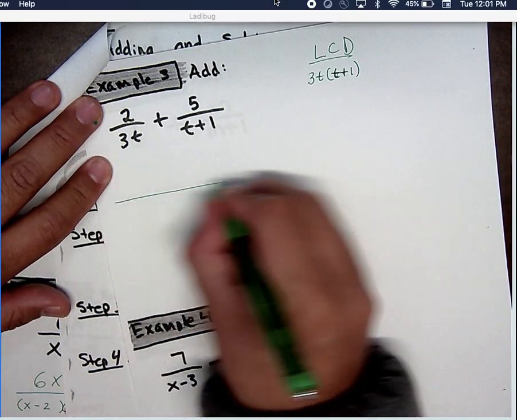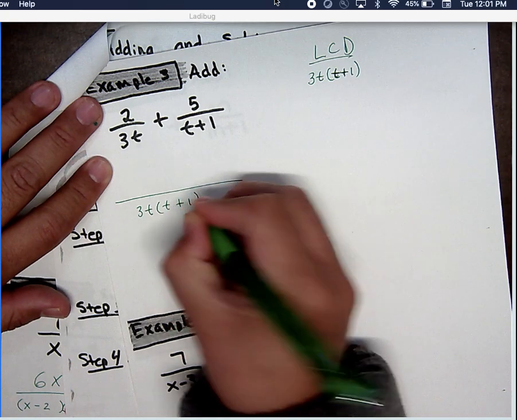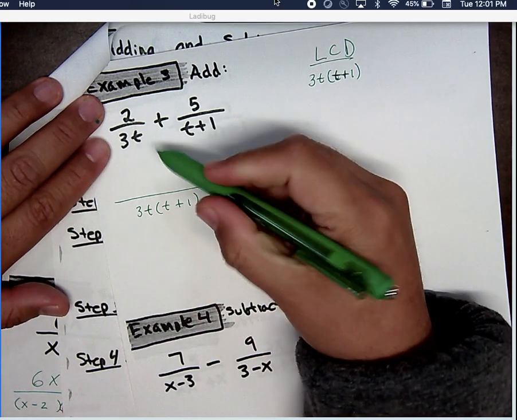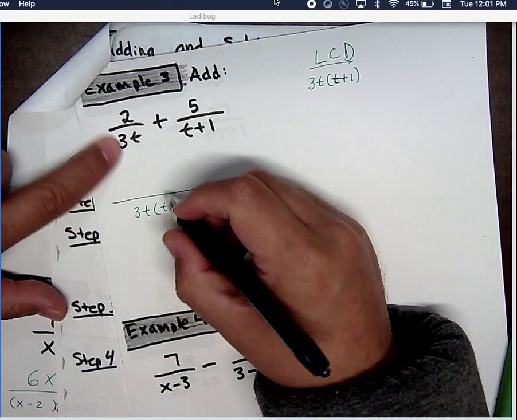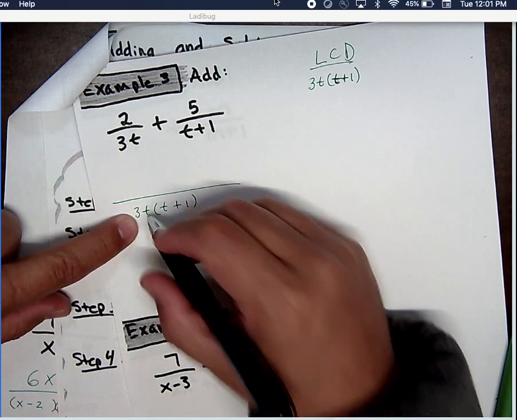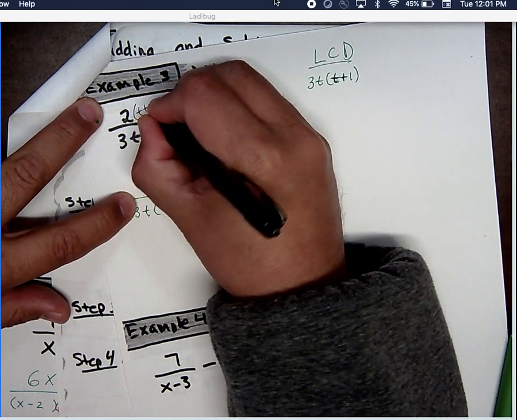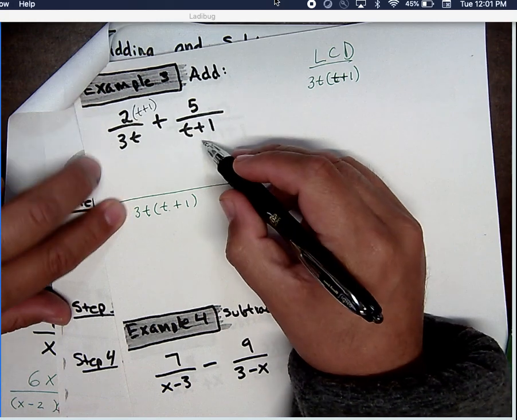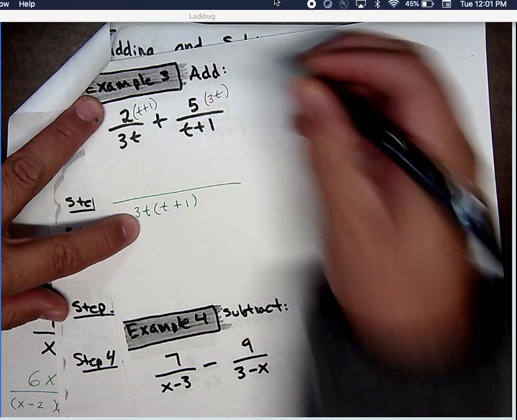So put the LCD, I'm going to put it for this one, it's not too bad. And then you're going to see what each term is missing from the LCD. So this one has a 3t. What's missing? The t plus 1. So you're going to multiply by t plus 1 here. This one has a t plus 1, so it's missing the 3t. So you're going to multiply by 3t for this one.